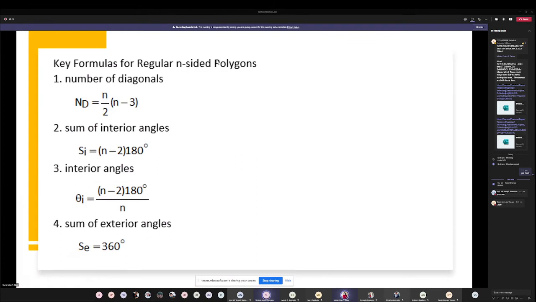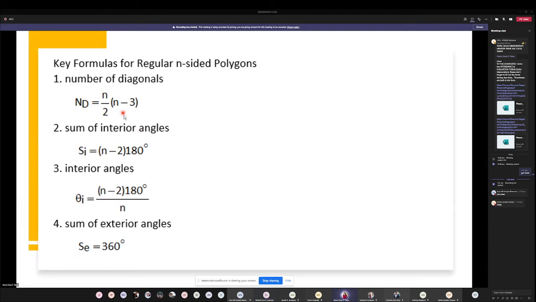So these are the formulas for regular polygons. Take note, these are for regular n-sided polygons only. Okay, so not applicable for irregular polygons. So we will start with regular polygons.